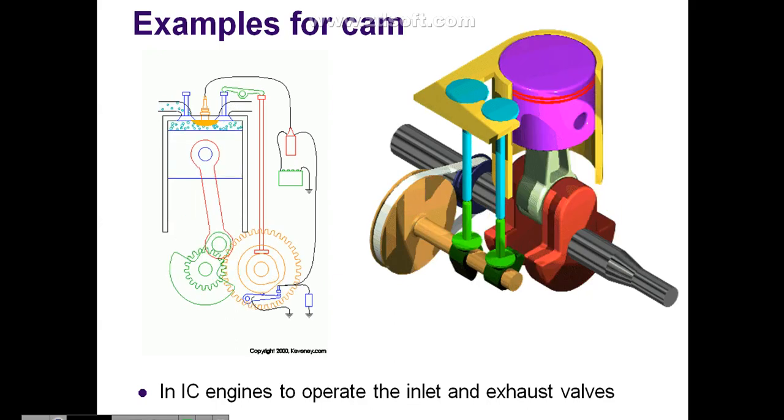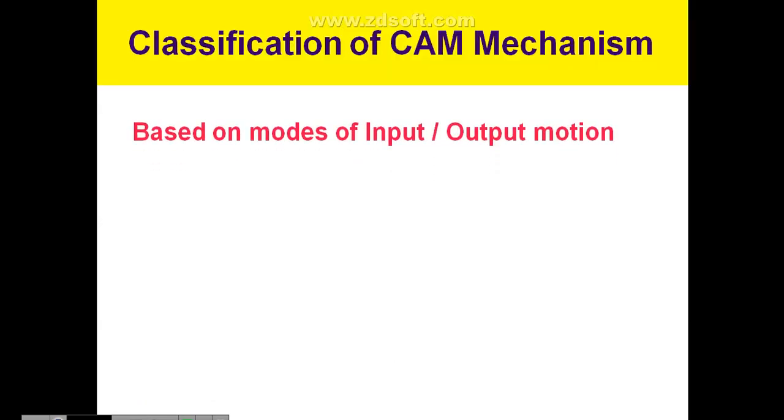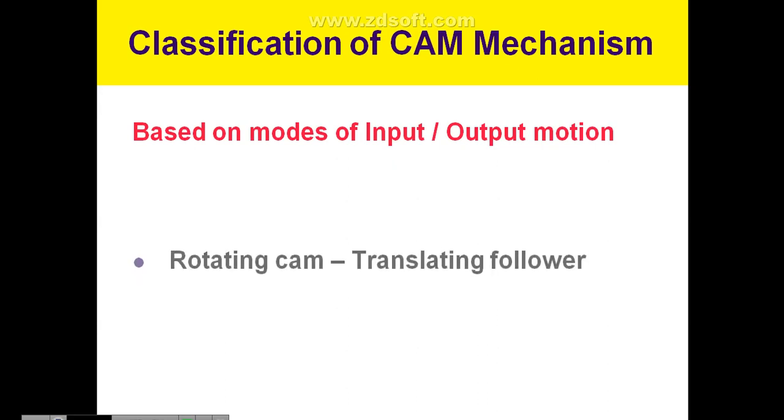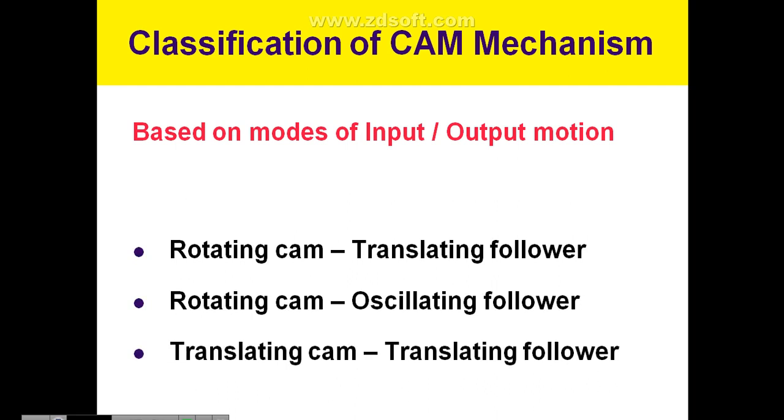Okay. Next, the classifications of cam mechanism. The first one is based on the modes of input or output motion. We have three classifications. First one is rotating cam translating follower. The second one is rotating cam oscillating follower. Then the third one is translating cam translating follower.